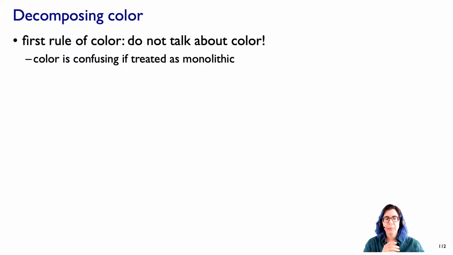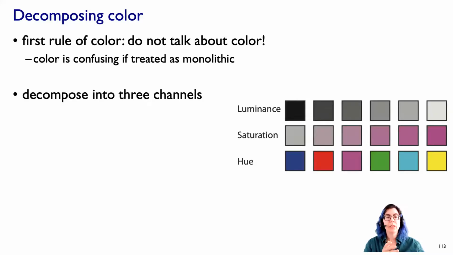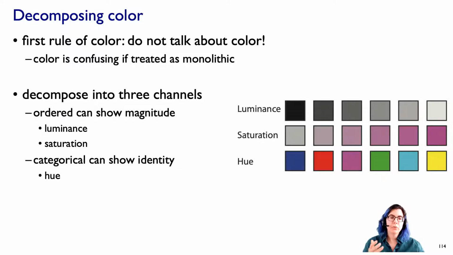Color is incredibly confusing if we treat it as a monolithic channel, because in fact, it's not. What we need to do is decompose color into 3 channels: luminance, saturation, and hue. Two of these are magnitude channels that can show ordered attributes. Luminance is like black to white, and saturation is like the vibrancy of a color. These are things that have an implicit perceptual order.